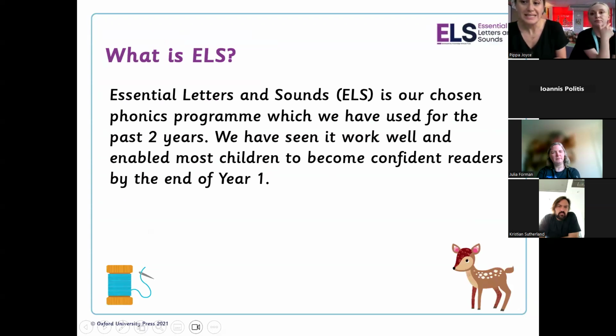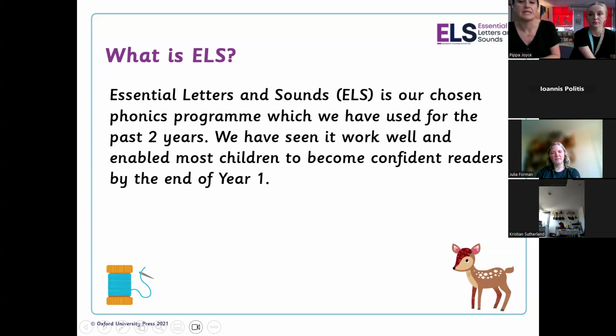Okay, so what is ELS? ELS is our chosen phonics program. There are loads now. So the government changed the requirements and you had to have an accredited scheme. We used to use something called visual phonics, which was based on the original letters and sounds, but with sign support. And we then had to choose something different. So we went with the closest thing to the thing that we were doing before, which is this. And we've been using it for the last 2 years with great success. We've been seeing children become really, really confident readers generally by the end of year 1, if not before. So it works really, really well.